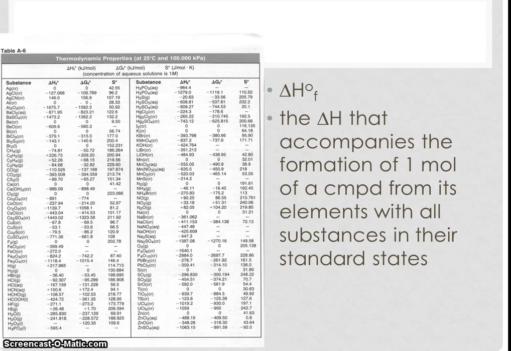Now look at silver, aluminum, and beryllium for a minute. All of those substances have a delta H of formation value of 0. And that should make sense because the enthalpy of formation is the energy associated with the formation of 1 mole of a compound from its elements. And silver, aluminum, and beryllium are elements. They're not being formed from elements.